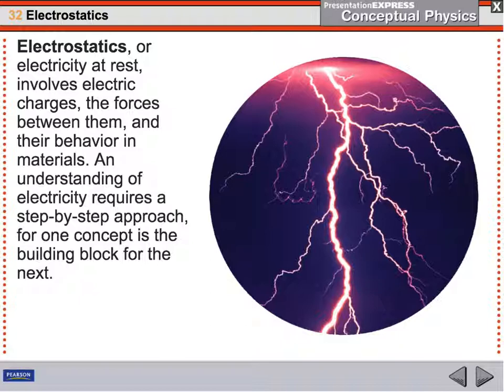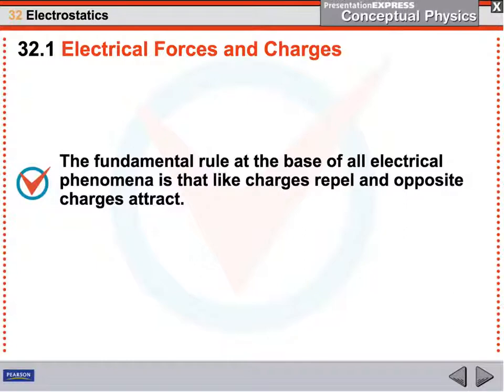An understanding of electricity requires a step-by-step approach, where one concept is the building block for the next. The fundamental rule at the base of all electrical phenomena is that like charges repel and opposite charges attract. So if two positive charges, they will repel each other. Two negative charges will repel each other, but a positive and negative charge will attract each other.